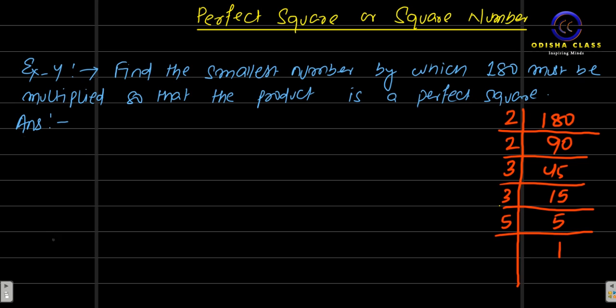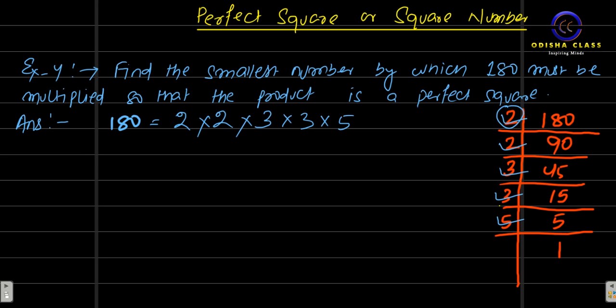Now we'll write 180 is equal to 2 into 2 into 3 into 3 into 5. You see, I cut down the number first and then write it here, because otherwise sometimes it creates confusion in the mind and you may miss some numbers. Now let's remember what we did in the last tutorial.